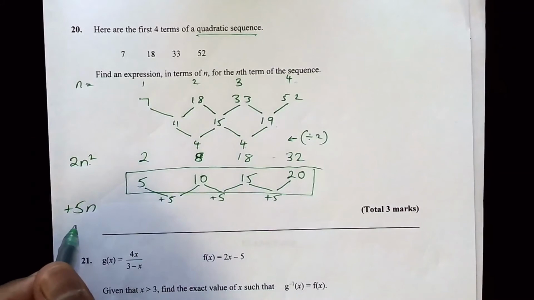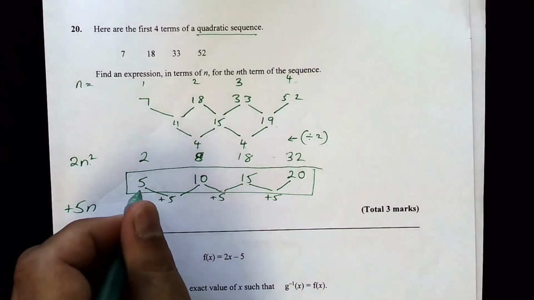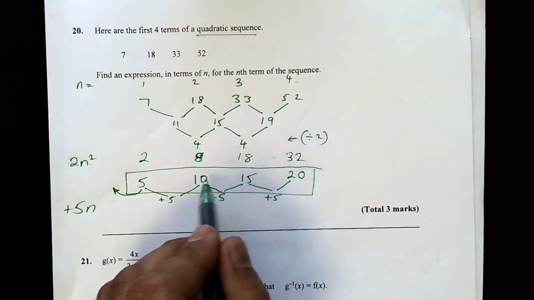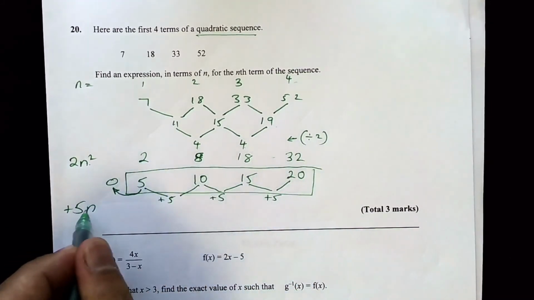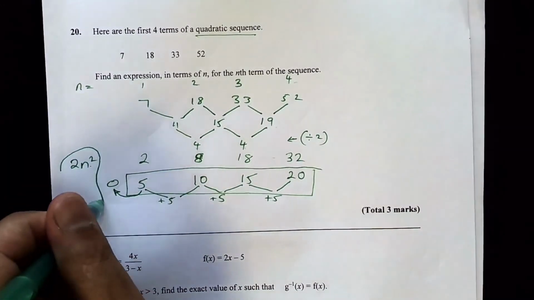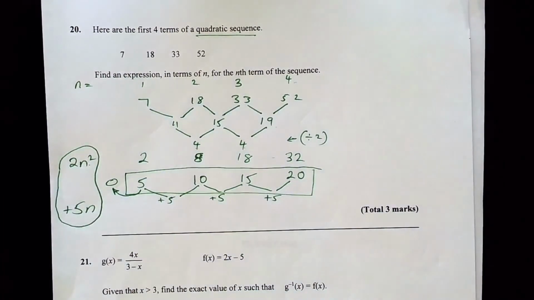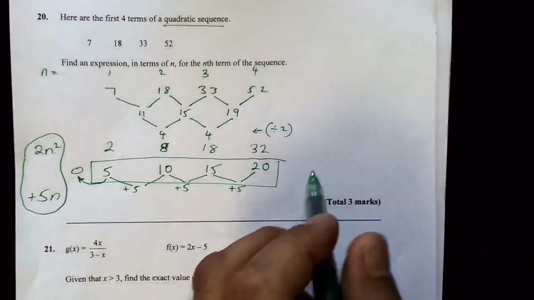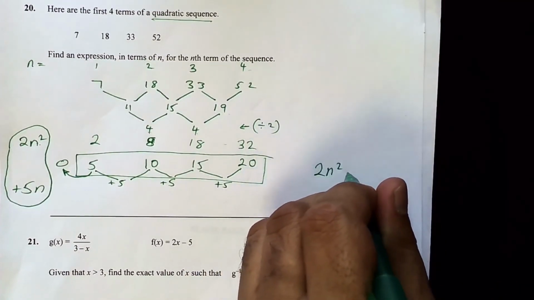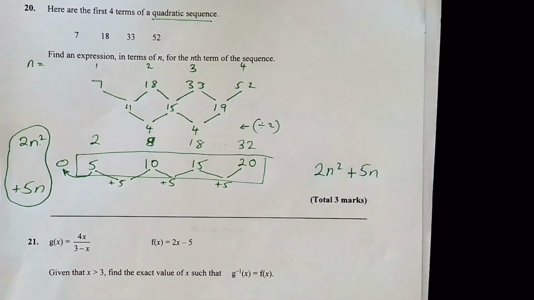And to work out the previous term, if I go back one value there, so 20, 15, 10, 5 is 0, so the 0 term is 0 on this. So then my final answer becomes those two terms put together. So the rule for this is 2n squared plus 5n.